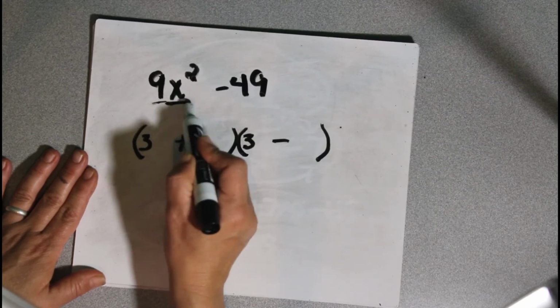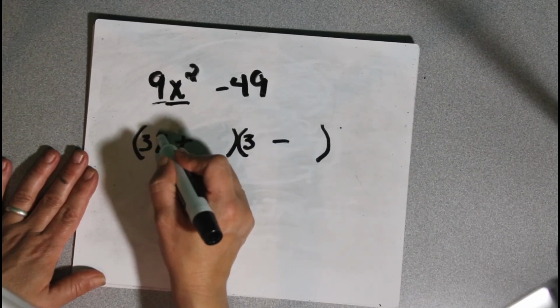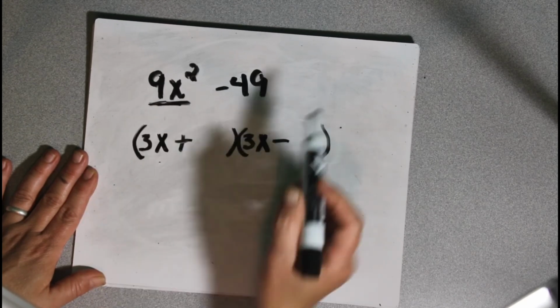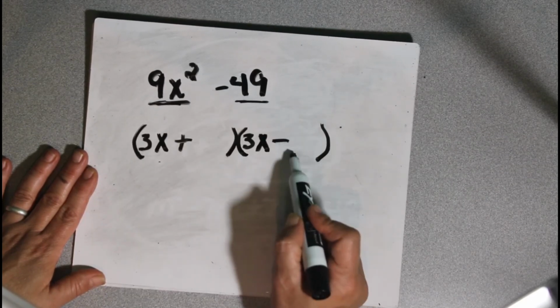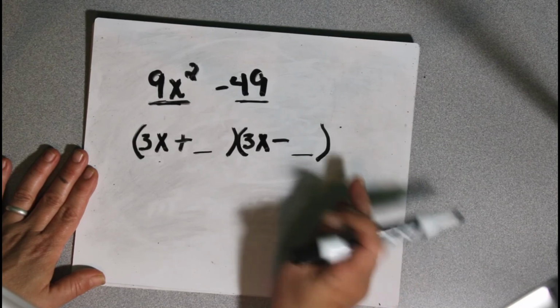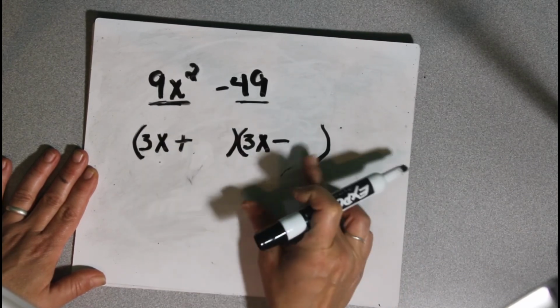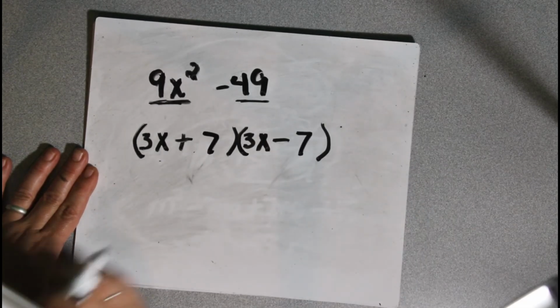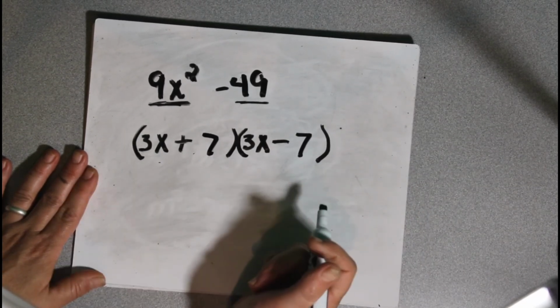And then the square root of x squared would be x. So both of these will have an x in the first part. Now this second part right here is going to go on the other side of the plus or minus sign. And the square root of 49 is 7. And that's how you solve that kind of problem, the difference of two squares.